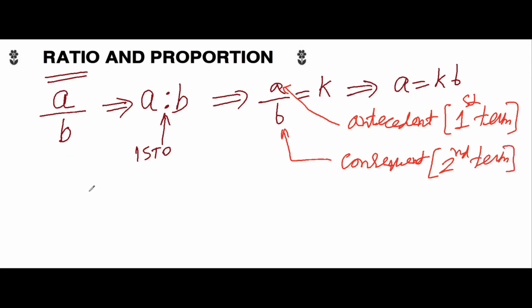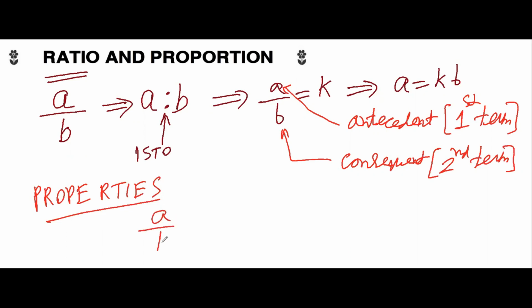So there are certain properties of these ratios. What is that? If you have A is to B, you can write this as A into some variable X, then B divided by X. You can even write this as A divided by X whole divided by B divided by X. It is all the same.